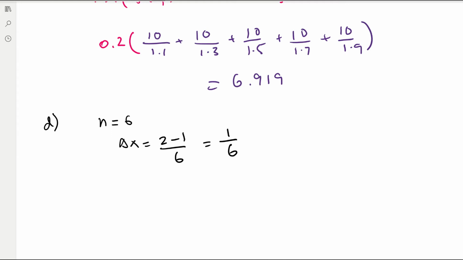Here I would not use decimals because 1 over 6 you have to round it up. You don't get nice decimals. Like 1 over 5 it's 0.2, but 1 over 6 it's not nice. So I would use fractions here.